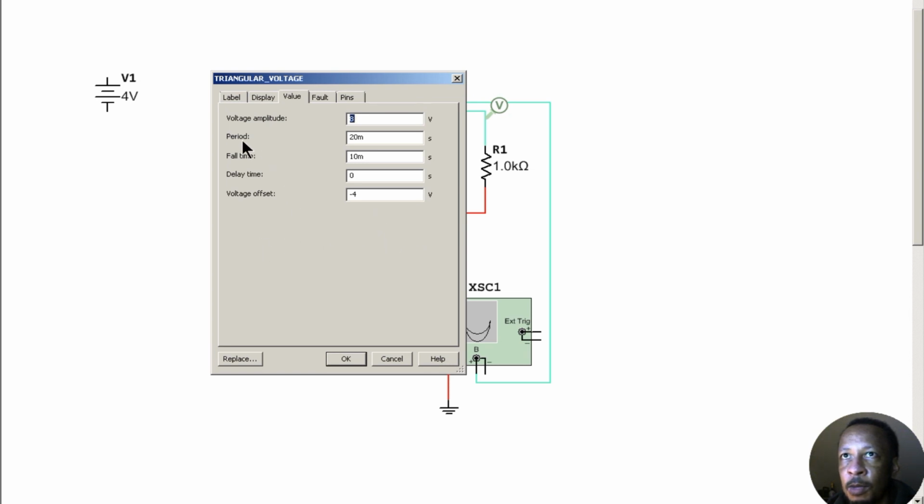Okay, then the period, I just chose 20 milliseconds for that, and the fall time, I chose half of that, 10 milliseconds, so that automatically implies that the rise time is going to be 10 milliseconds, which is the same as the fall time, and so the fall time and the rise time are symmetrical, and that's what I'm going to be using for my triangular voltage setup.